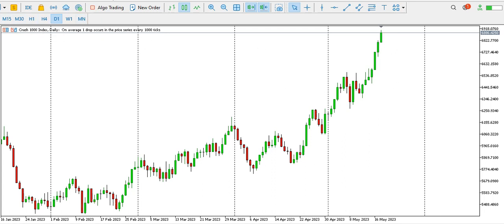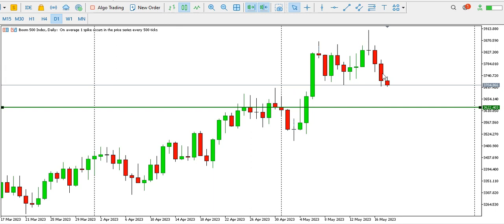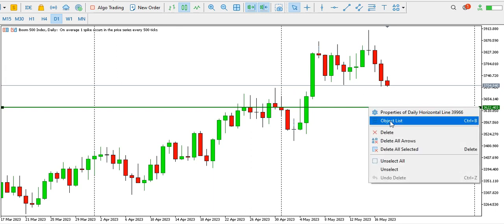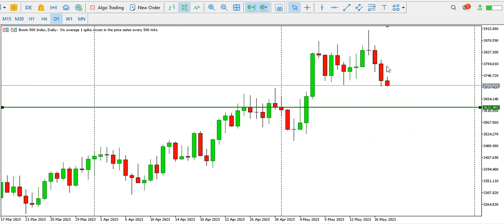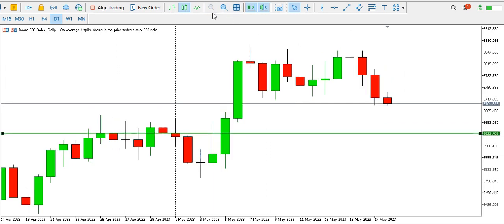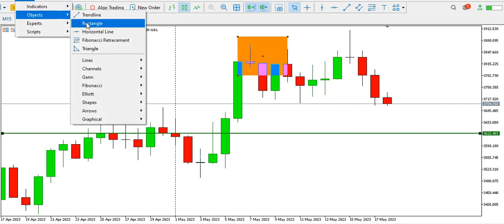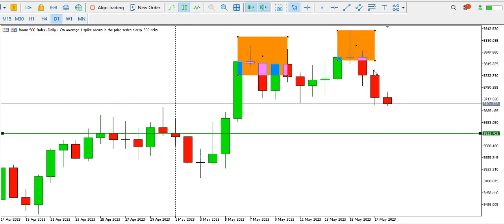Okay, let's look at Boom 500 index. We can see a double top playing out on Boom 500 index on the daily time frame. Let's call this a top, and this is a second top. More like a double top, and price is already breaking the neckline, so you might consider selling Boom 500 index if you like selling against the spike that might likely go up.